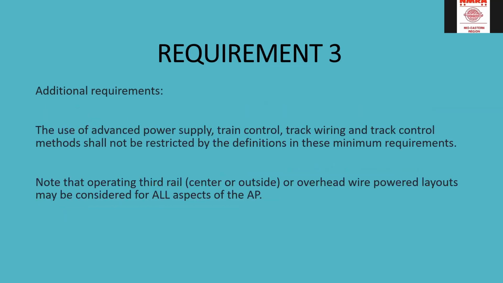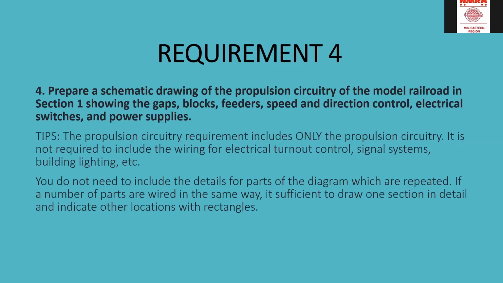Some other things would be the use of advanced power supply, train control, track wiring, and track control methods, not to be restricted by the definitions and these minimum requirements that the NMRA is putting out there. Note that the operating third rail, center or outside on an overhead wired powered layout, may be considered for all aspects of the AP. The last thing is preparing a schematic drawing of the propulsion circuitry of the model railroad in section 1, showing the gaps, blocks, feeders, speed, direction control, electrical switches, and power supplies.